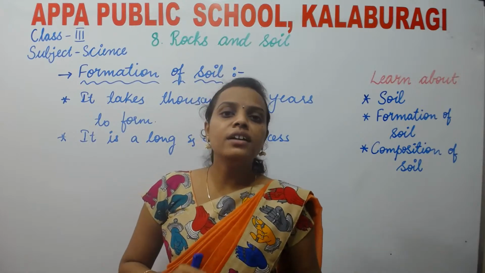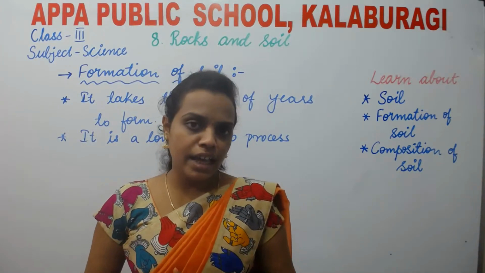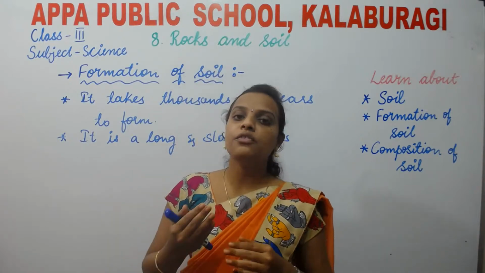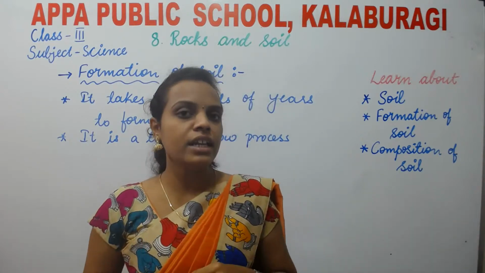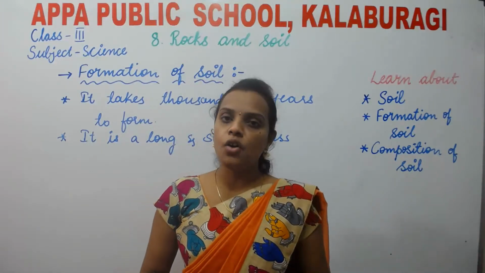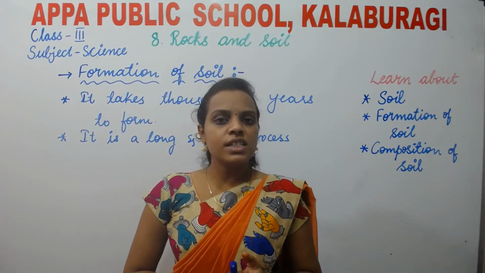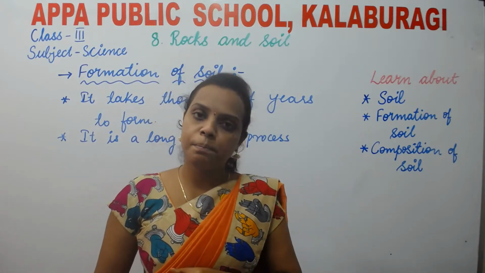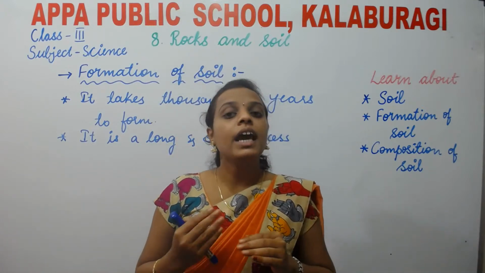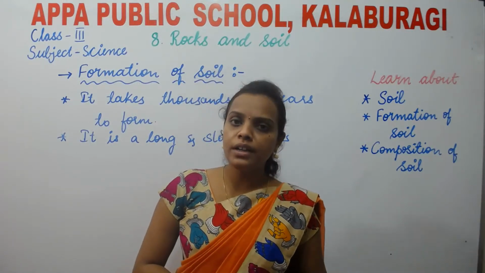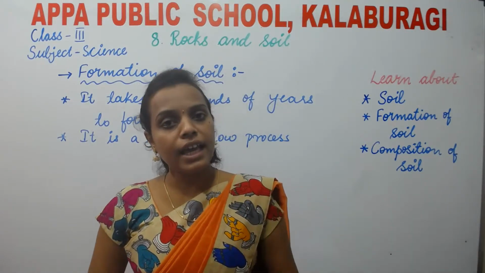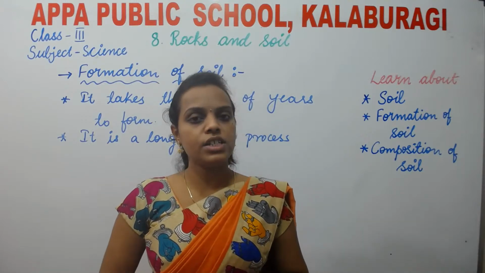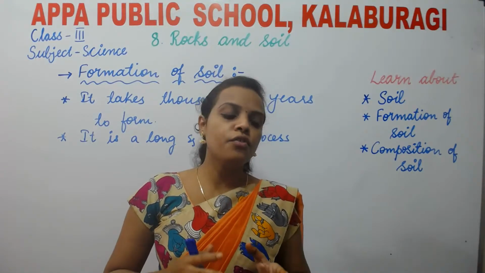So this effect of wind, sun and rain, the breaking down of rocks due to the effect of sun, wind and rain, is called weathering of rocks. The process of breaking down of rocks into small pieces due to the effect of wind, sun and rain is called weathering of rocks.